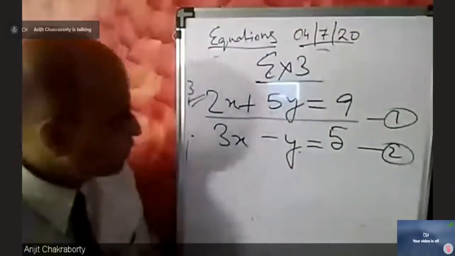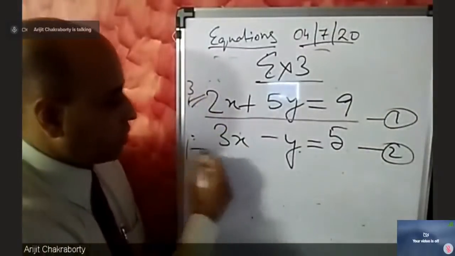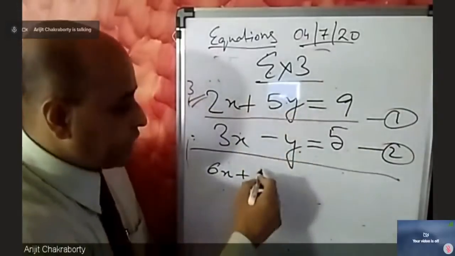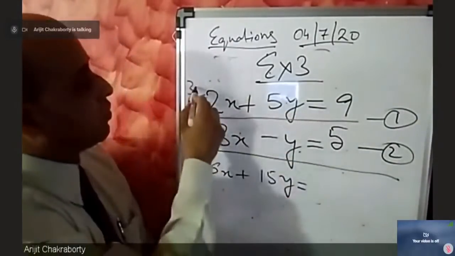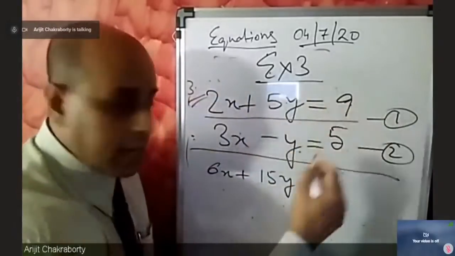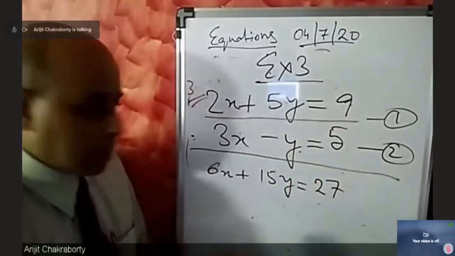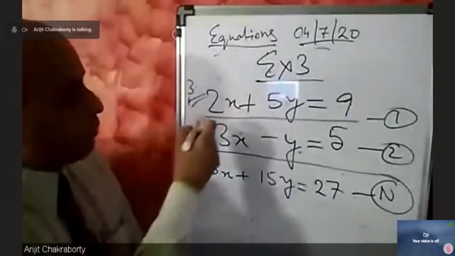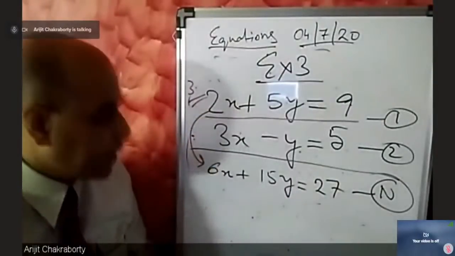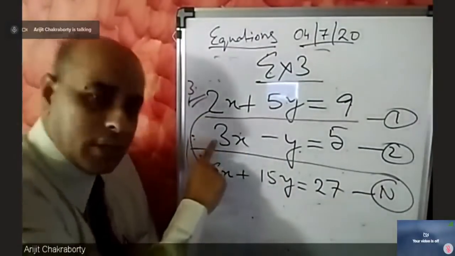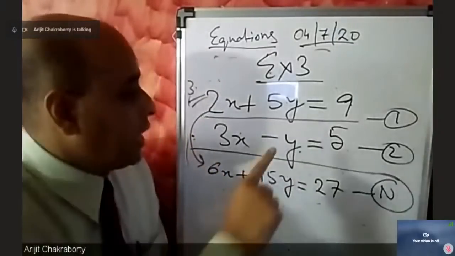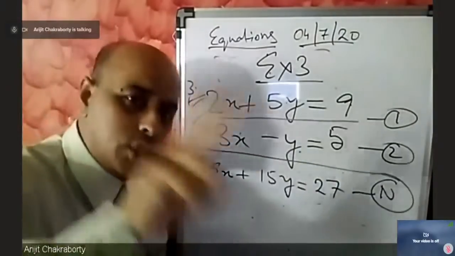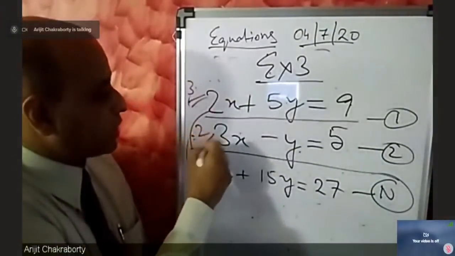So if I multiply the first equation by 3, what do I get? Let us see. So 3 into 2x, we are getting 6x plus 3 into 5 is 15y. This is equal to 3 into 9 on the right hand side, which is 27. This becomes our new equation, and this is equation number 1. Okay? Fine. Now let us do one thing. Equation number 2 we have 3x minus y is equal to 5. Let us multiply this equation by 2.